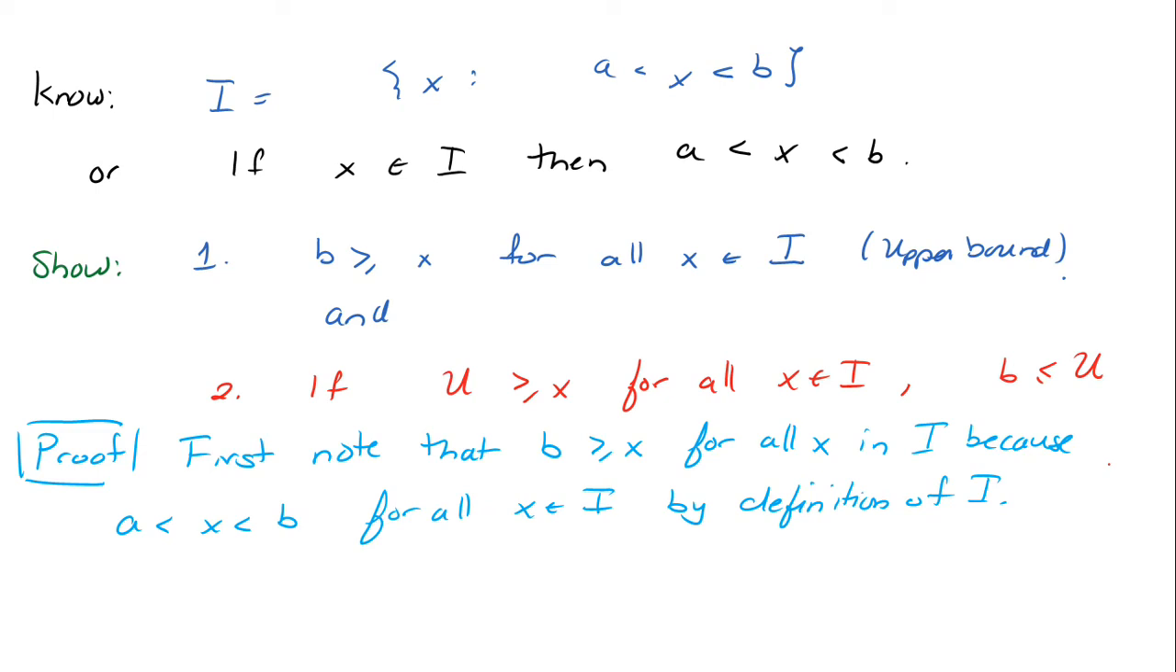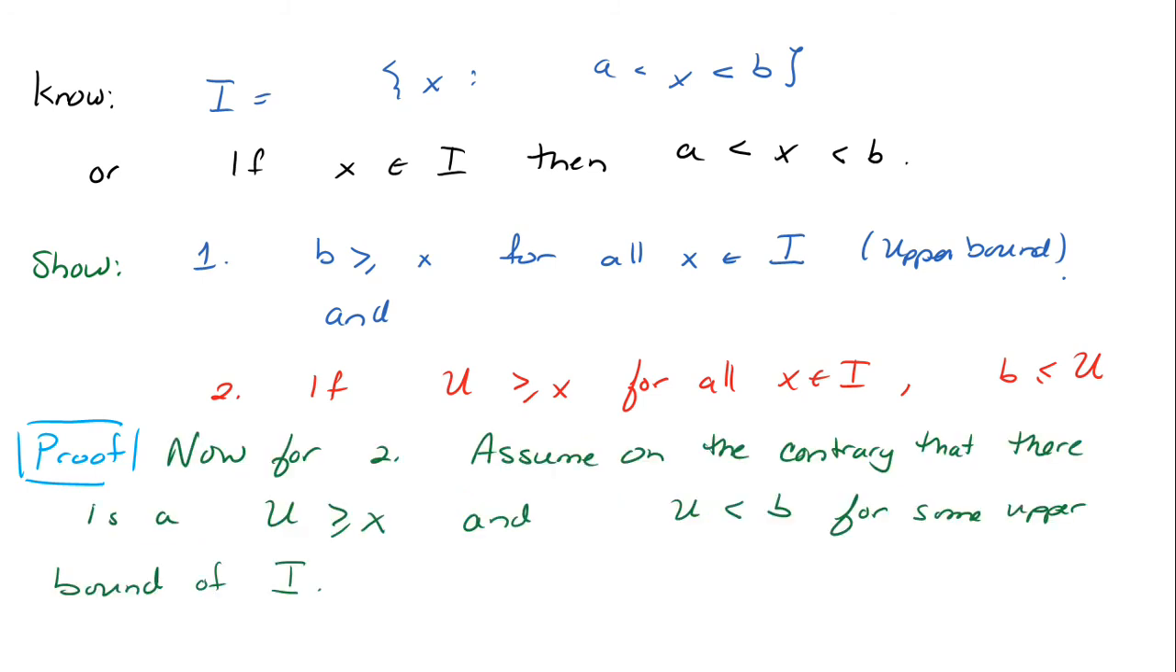But the first thing is to notice that b is bigger than or equal to x for all x in I, because I can see that right from my interval definition of I. I have that all x's must be bigger than a and smaller than b, so it's certainly smaller than or equal to b. So by the inequality definition of I itself, b is an upper bound. So number 1's resolved. You can't see me, but my thumb is up.